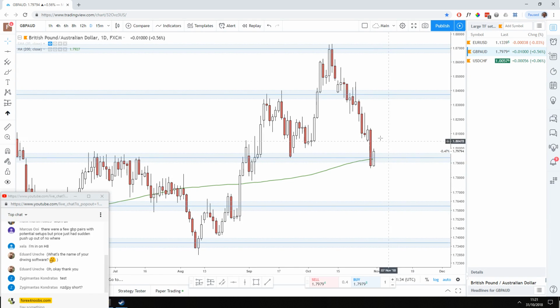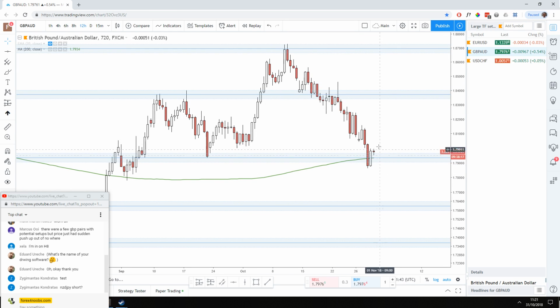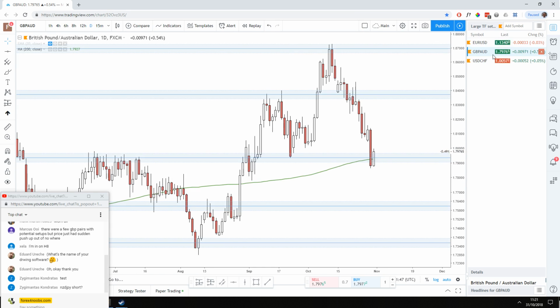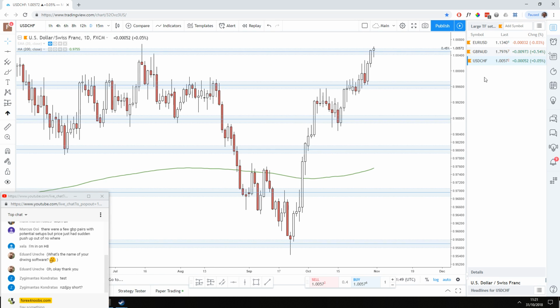GBPAUD stalled out on this area. It looks like it's turning around now, but there's potential on the lower time frames if it pulls back a bit and it stalls out here. There's potential for a reversal trade.